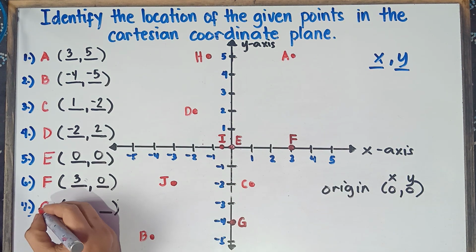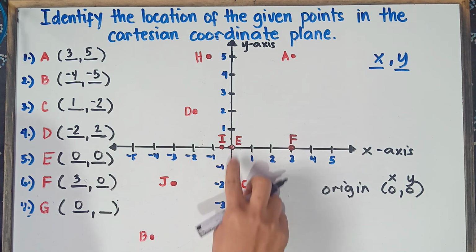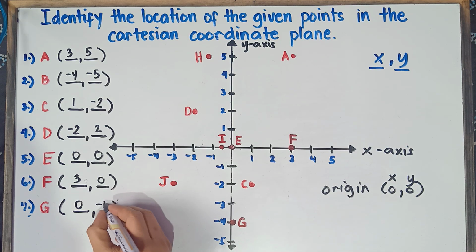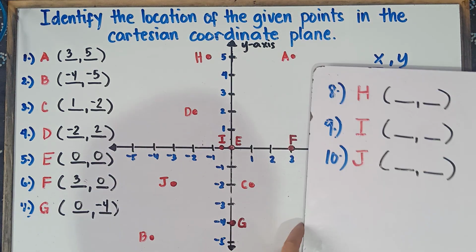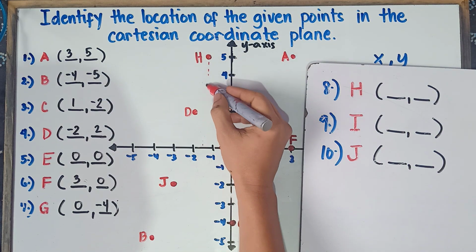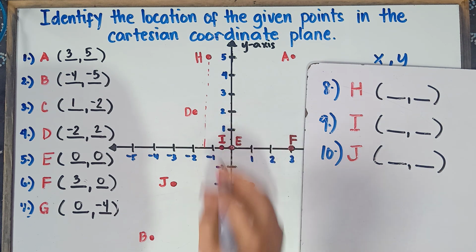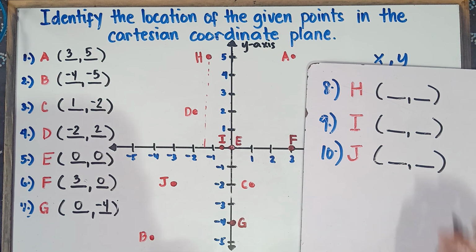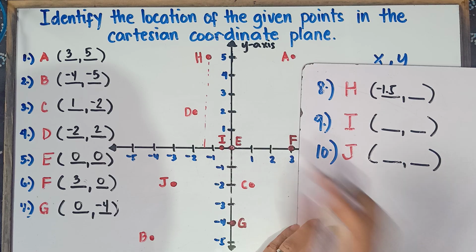Alright, and then for letter G, where is G? This one right here. So our x is 0, and then our y is negative 4. Alright, and then number 8, letter H. For letter H, we have this one. Our x is in between negative 1 and negative 2, so this will be negative 1.5. So negative 1.5 for our x, and then our y is positive 5.